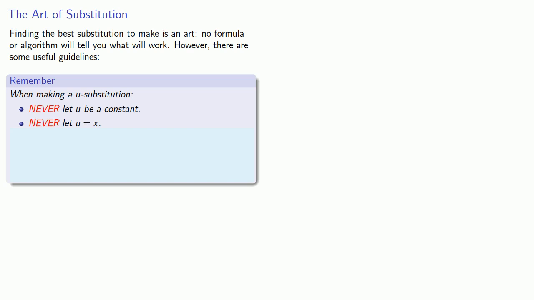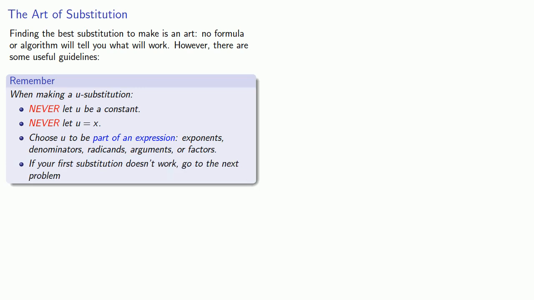On the other hand, it's helpful to choose u to be part of an expression: exponents, denominators, radicands, arguments, or factors. And finally, if your first substitution doesn't work, try a different u substitution. There are other things we can do if a u substitution doesn't work, but they are a lot more complicated, so we'll want to try the simple things first.